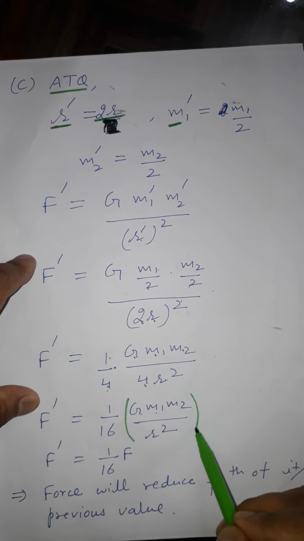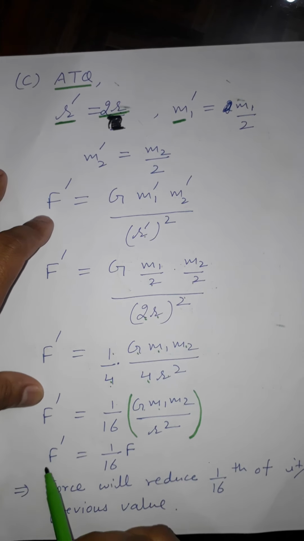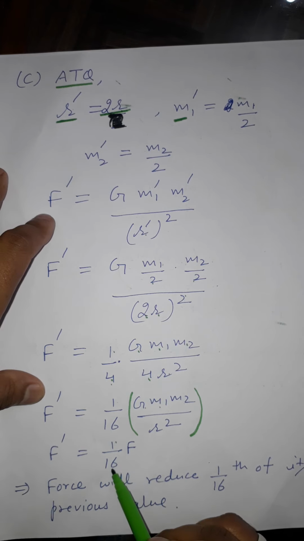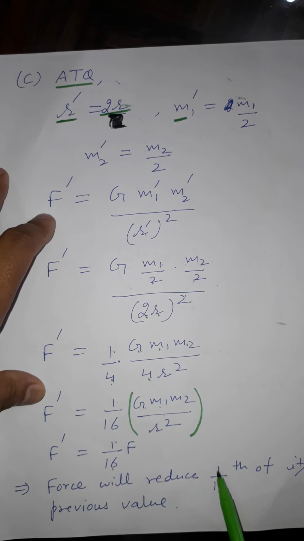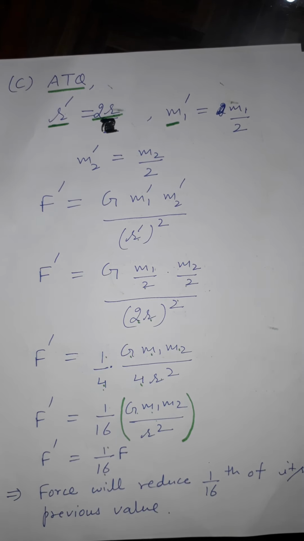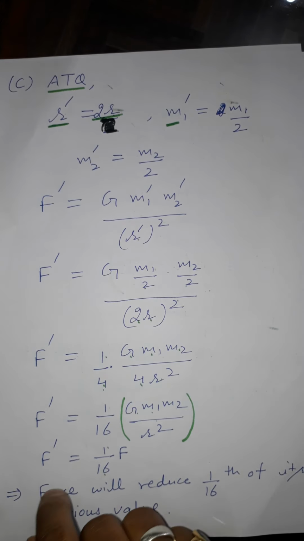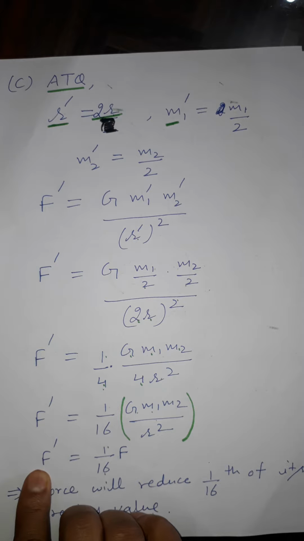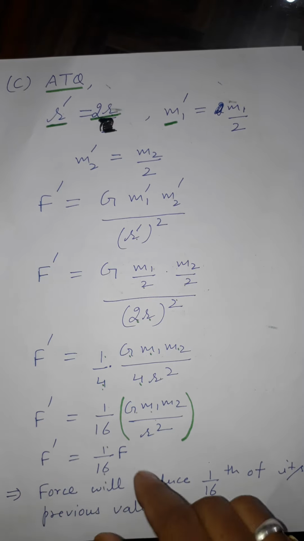So you see it is the previous value of force here. So new force F dash is equal to 1 by 16th of the original force F. In this case force will reduce to 1 by 16th of its previous value. So it means in order to solve such general numericals, you have to set the previous or original force, then you have to apply the conditions according to the question. And you have to find the new force, and you have to check by what amount the new force changes.